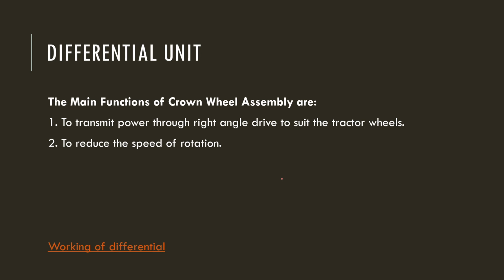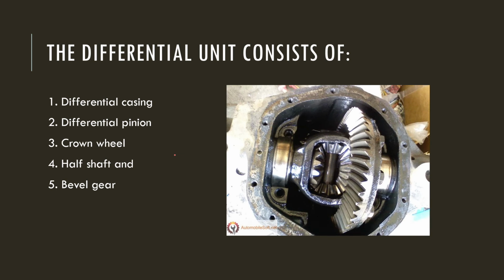And the main functions of the crown wheel assembly, as we already discussed, are to transmit the power to drive at a right angle and to reduce the speed of rotation. And these are the parts of the differential unit.